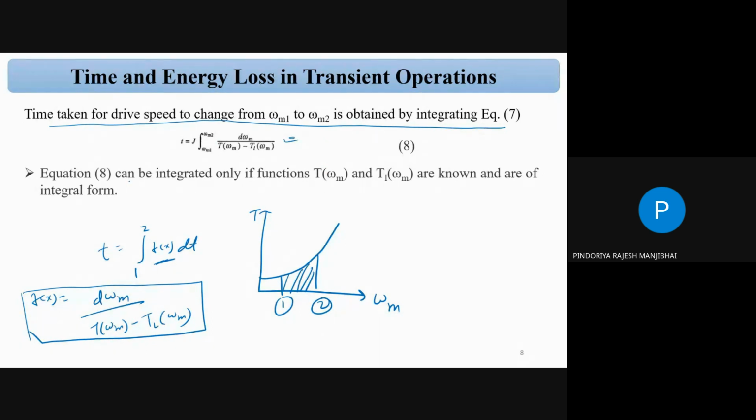Okay. Equation number 8 can be integrated only if the functions T of omega m and TL of omega m are known in integral form. Then we can calculate this time, and once we know this time, then we can easily calculate the energy losses. Correct? So this is a simple process to calculate the time and energy losses in the transient operation. Now, any confusion till now from equation number 8? Here we calculate the time. Okay. Now we have to calculate the energy losses.